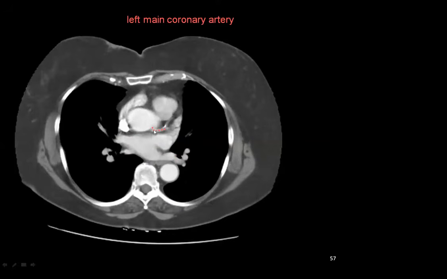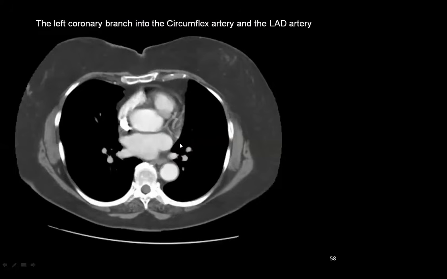Then the left circumflex. You can see this is the left main coronary artery. The left main coronary artery gives 2 branches: the circumflex, which is circular, and the left anterior descending. You can see these 2 branches.